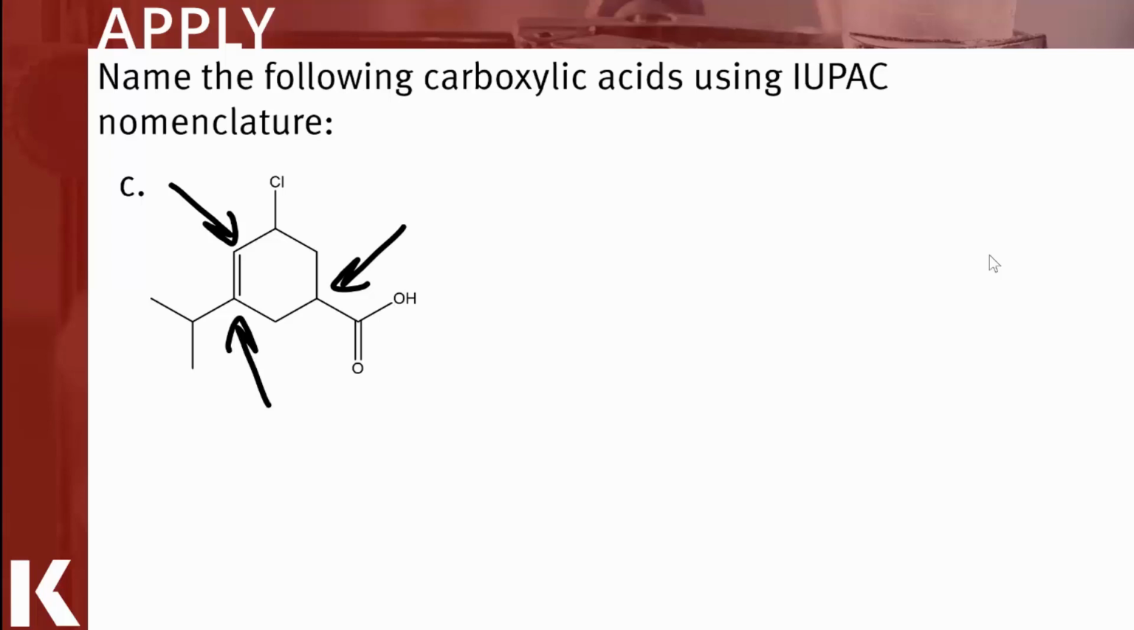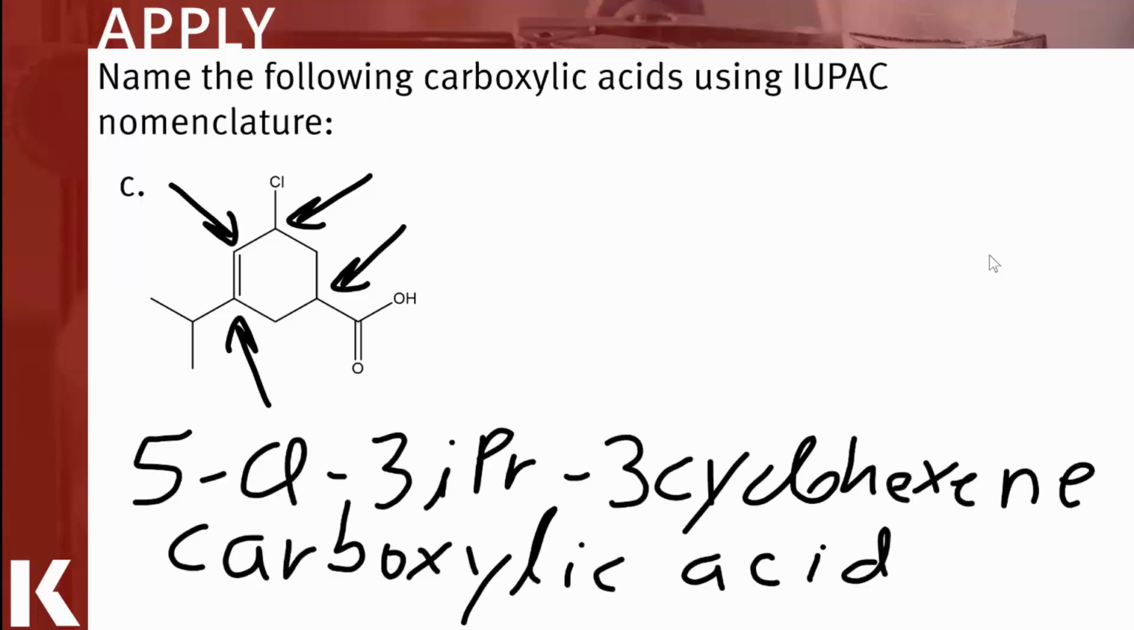Well, also on position 3, if we go around in the clockwise direction, we have an isopropyl group. And then finally, up at the top, we have a chloride. So putting that all together, we have 5-chloro-3-isopropyl-3-cyclohexene carboxylic acid. Notice again that we've put everything in alphabetical order, and we've ended up with the lowest numbering of the substituents around the ring.